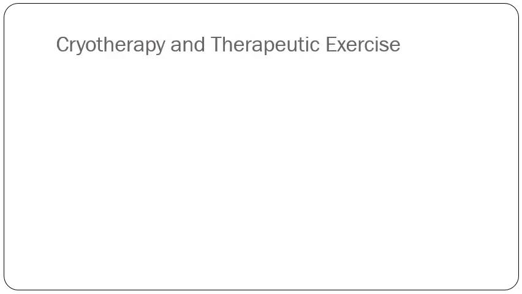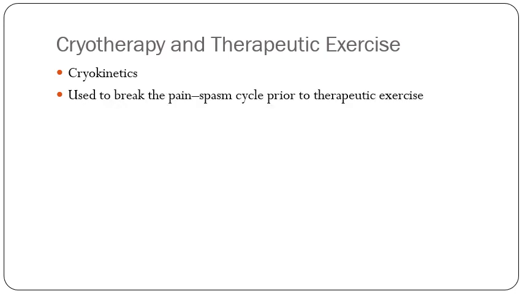So cryotherapy and therapeutic exercise, this is a concept we brought up before, is the protocol of cryokinetics. What cryokinetics is, in most cryokinetic protocols, is the intermittent application of ice, alternating it with exercise. The idea behind it is that it helps to break the pain spasm pain cycle. So when you're applying the cold, you're breaking up the pain spasm pain cycle, and you're also reducing something called arthrogenic muscle inhibition.